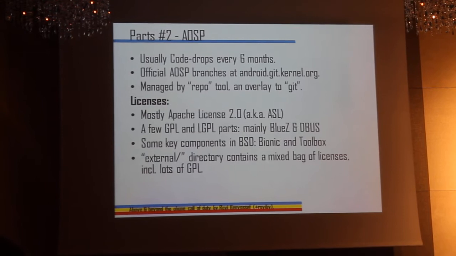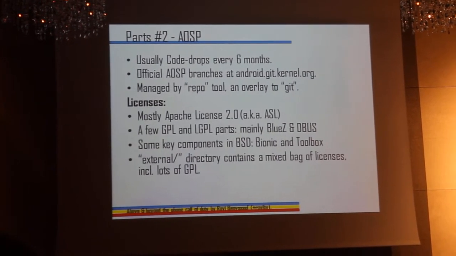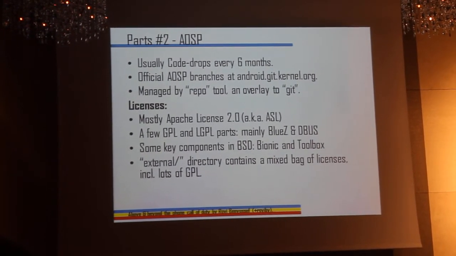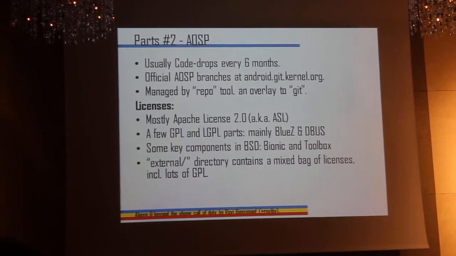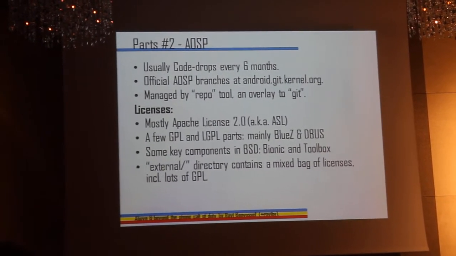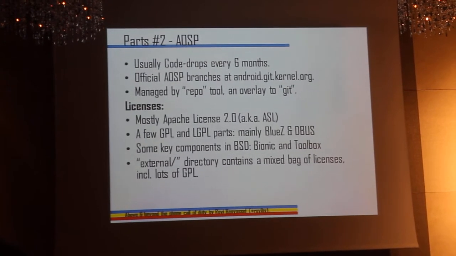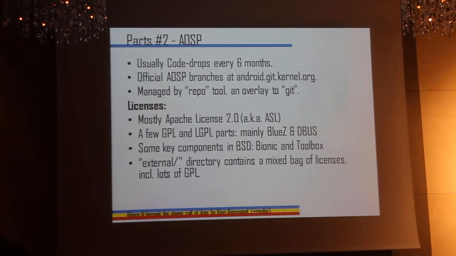AOSP, as I said, drops code every 6 months. It's in exactly the same place. It's all open source in different licenses. If you're starting a commercial company, please hire a lawyer to explain the differences, because I have no idea what the difference is. I just know they're all open source and you can use them.